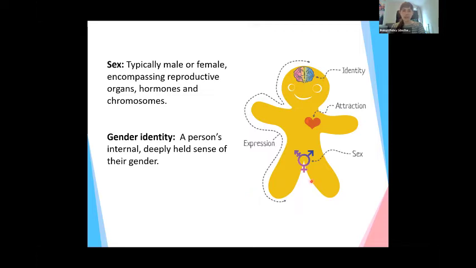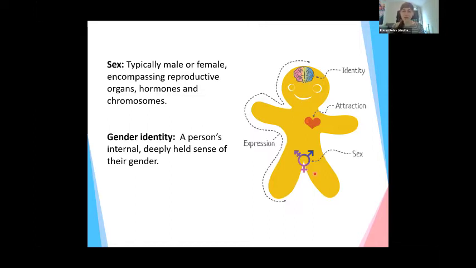This is our little diagram. It's called the genderbread person. It's used in lots of presentations like this one to illustrate some of the differences between various concepts. So looking here in the genital region of our genderbread person, we have sex, which is typically male or female and encompasses reproductive organs, hormones, and chromosomes.